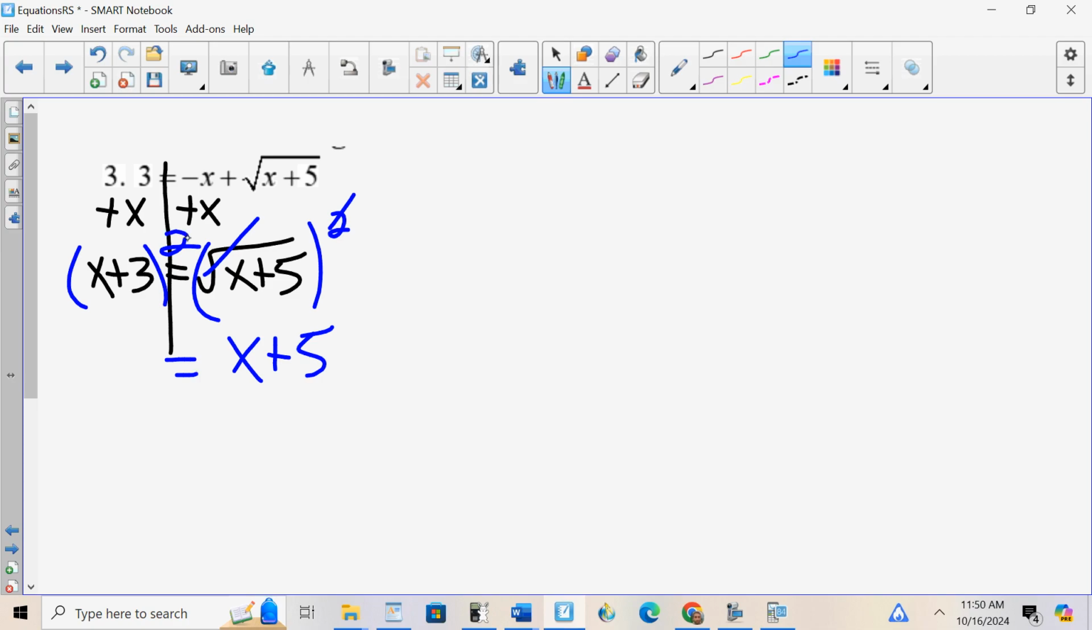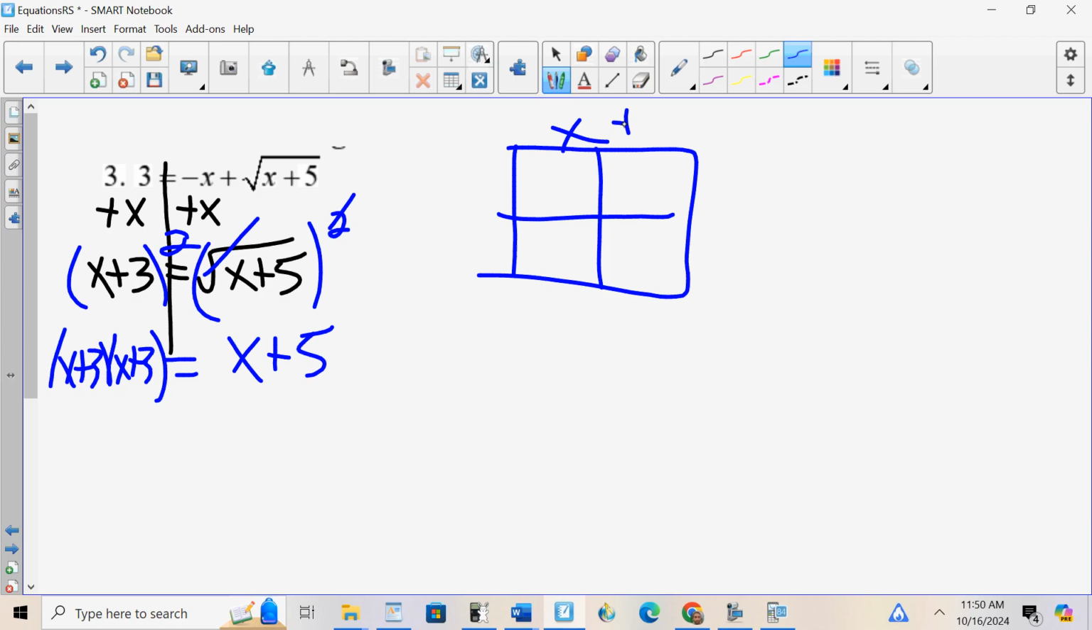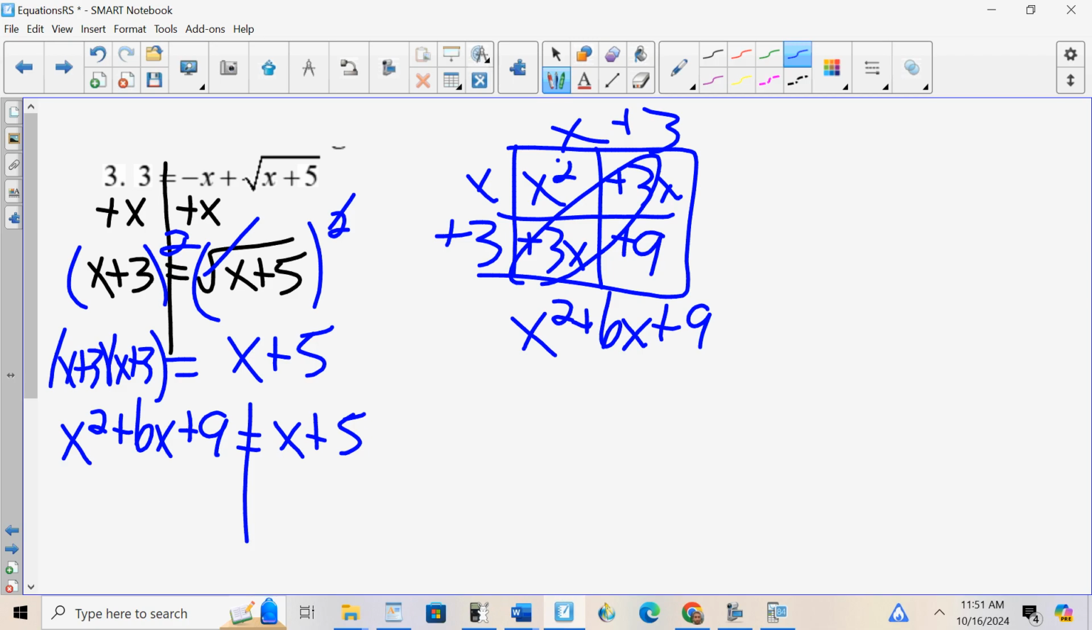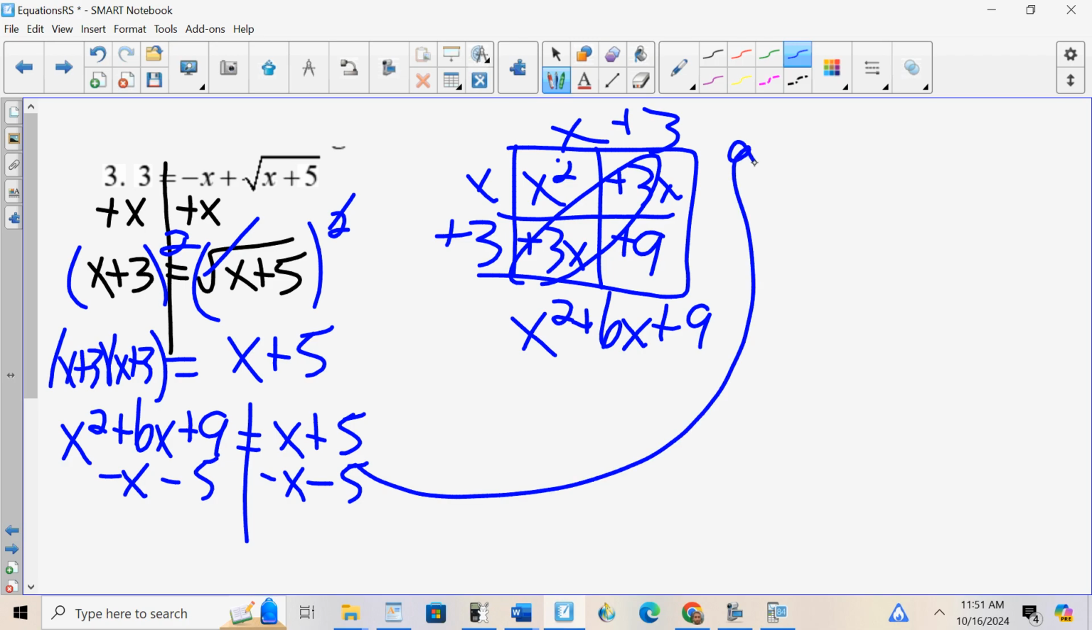On the other side, x plus 3 squared, well, that's x plus 3 times itself. And whenever you're squaring a binomial, we do our box. X plus 3, x plus 3, that's x squared plus 3x plus 3x plus 9, x squared plus 6x plus 9. So I have x squared plus 6x plus 9 equals x plus 5. Mr. X squared, he wants to party. Minus x minus 5. All of his friends have to come over. I've got x squared plus 5x plus 4 equals 0.